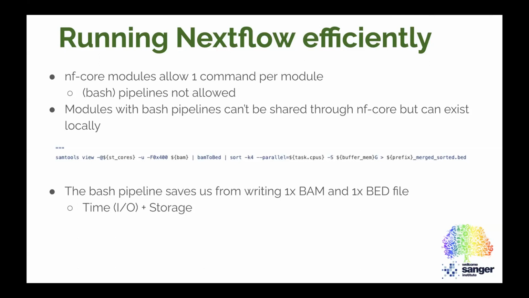If you're running that as different modules, the default NF-Core way, then there would have been an additional BAM file in the middle, an additional bed file in the middle, and that's a lot of time spent on I/O, reading and writing and reading the file, and storage as well. I think currently we're still okay because we're not running enough pipelines in production, but it's something we very carefully monitor.